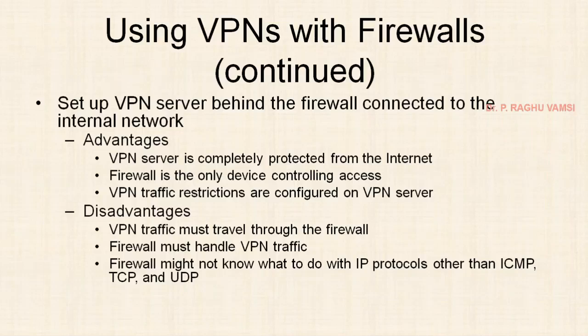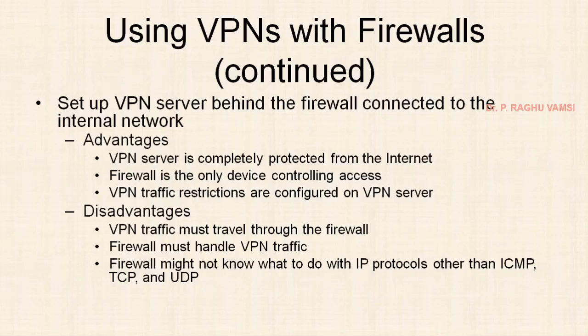Set up VPN servers behind the firewall, connected to the internal network. If you do this, the advantages are like this: VPN servers are completely protected from the internet. The firewall is the only device controlling the access. VPN traffic restrictions are configured on the VPN servers. Disadvantages are like this: VPN traffic must travel through the firewall.